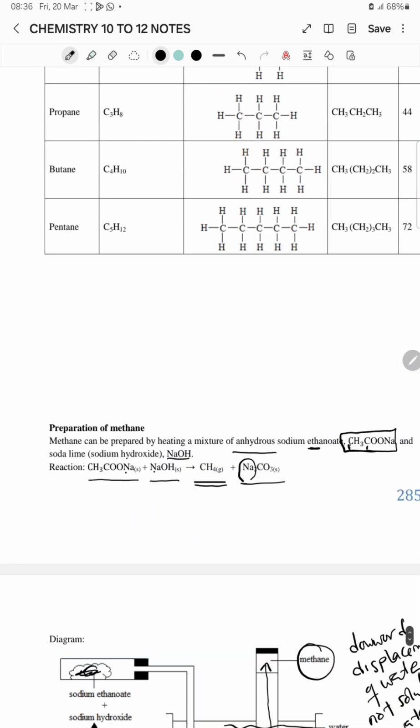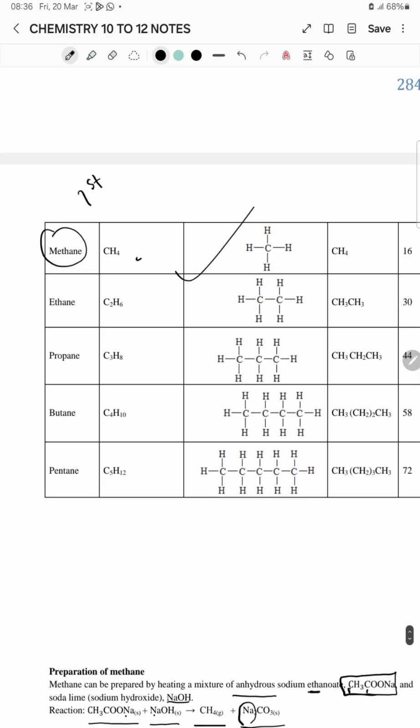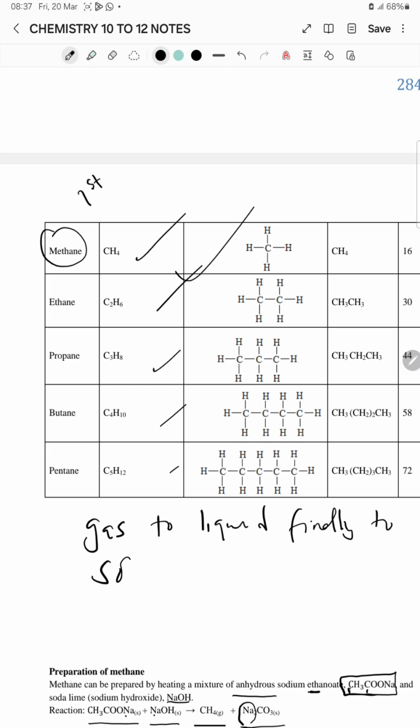So what are we saying? These are the lower members, 1, 2. If they have a small number of carbon atoms, those guys will be gases. As the number of carbon atoms increases, they change from gas to liquid, finally to solids at RTP, where the temperature is 20 degrees to 25 degrees Celsius.